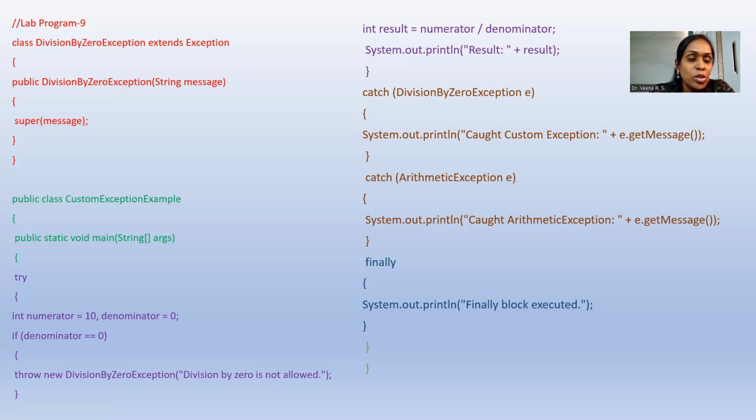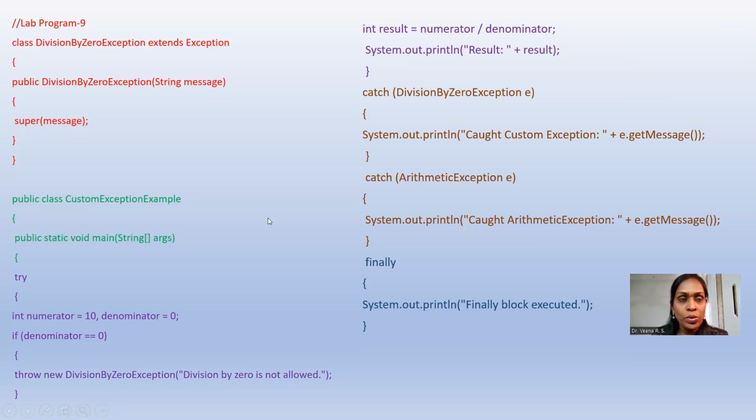And when that exception should be thrown, we have written a statement, and that statement should be written within the try block. And after that, you have also written the finally block. So even if there is an error or no error, it should be able to execute the statements written in the finally block. So I'll take you to the IntelliJ IDE to execute this lab program 9.